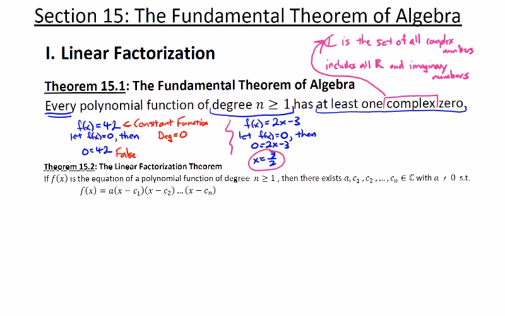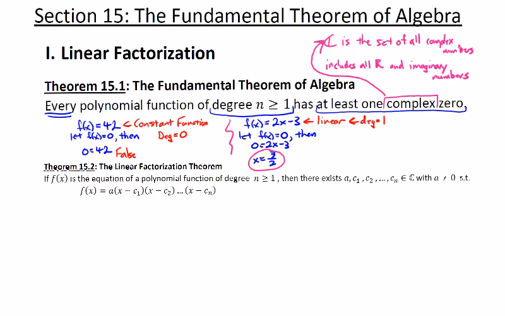So these are two examples. One of them does not work because it's not going to fit the condition of having degree 1 or higher, but the second example is certainly a linear function, which is a degree 1, and with degree 1 or higher, we're supposed to have one complex zero, and we do.